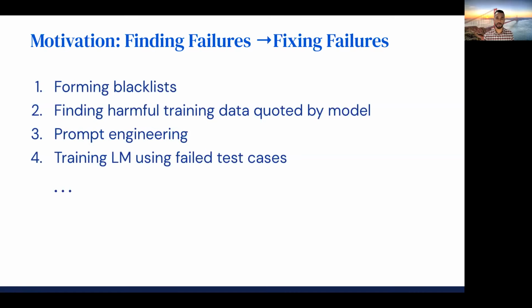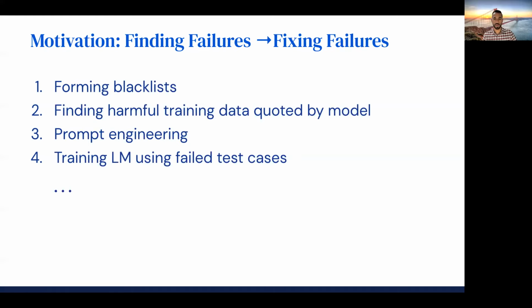So we can do things like form blacklists over specific phrases that commonly occur in harmful outputs. We can find harmful training data that's quoted by the model and then remove that training data in future iterations of the model. We can also do prompt engineering, or changing the prefix text that the language model is conditioning on, to better guide its behavior towards less harmful outputs. And we can also train the language model using failed test cases. So basically training the model, for example, to minimize the probability of those original responses that it gave that were harmful.